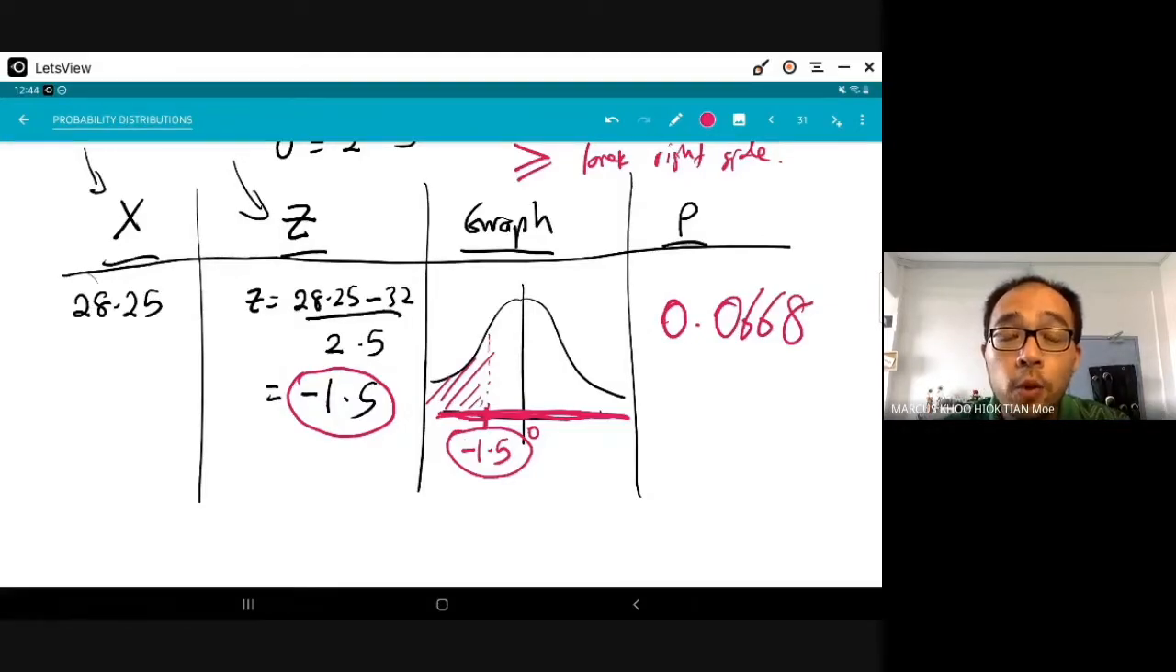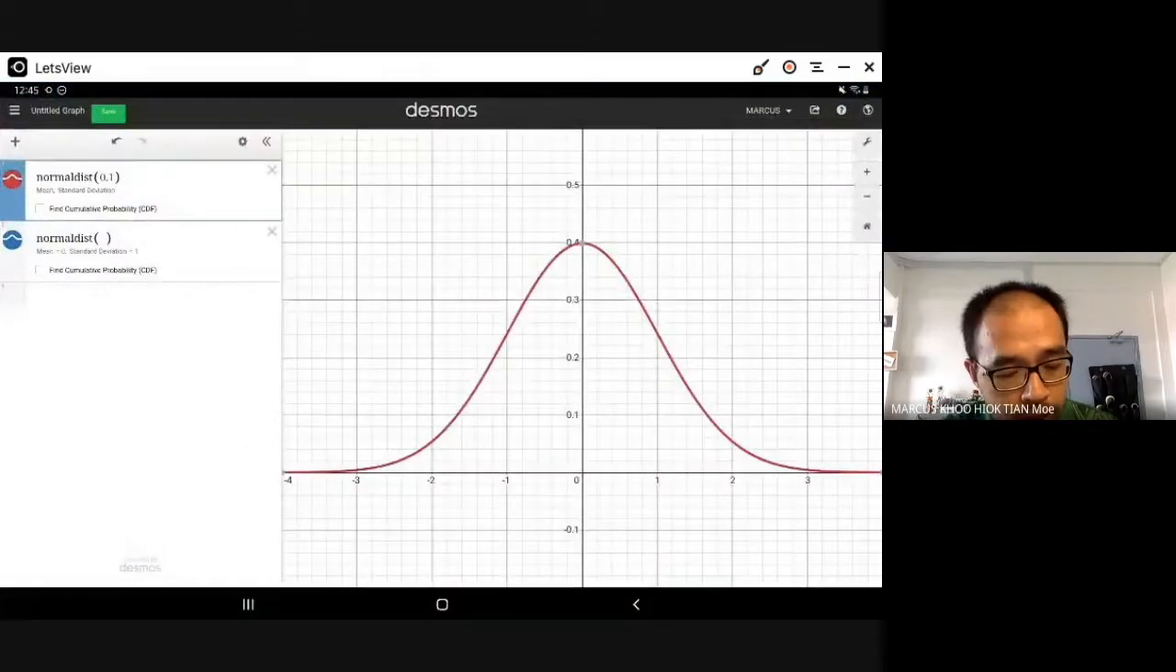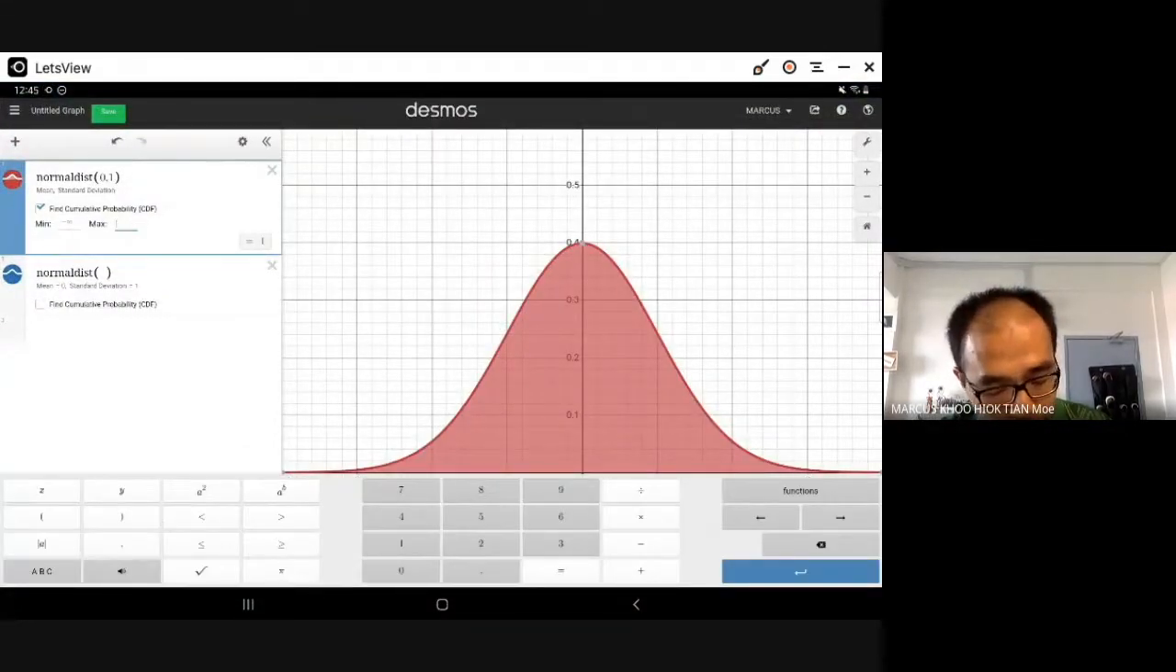But if you are the kind of person that always looks at the answer book, you would have noticed that the workbook gives you 0.6681, because that's the calculator answer. That's the Desmos answer. Let me go back to Desmos and show you. If I use Desmos, my minimum value I don't have, my maximum value is negative 1.5.